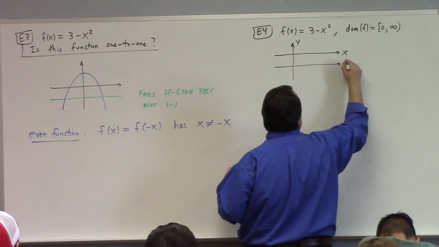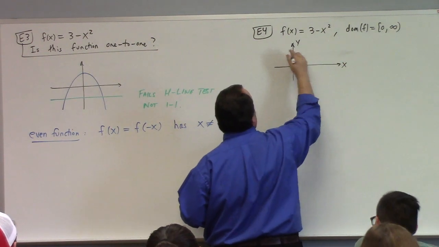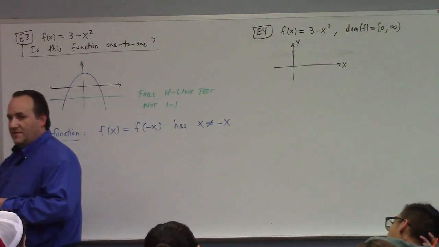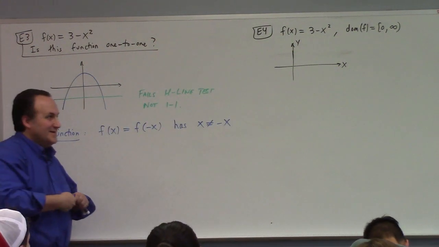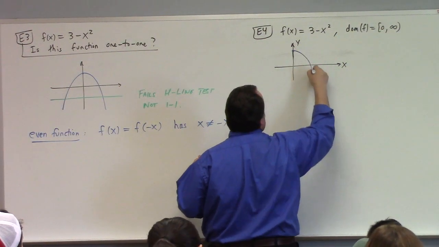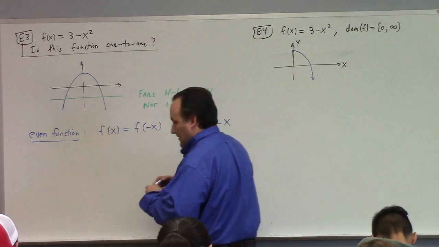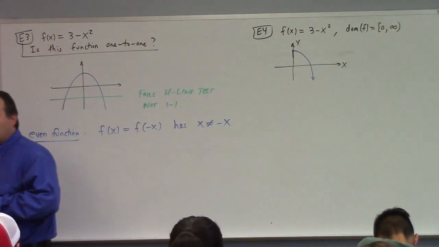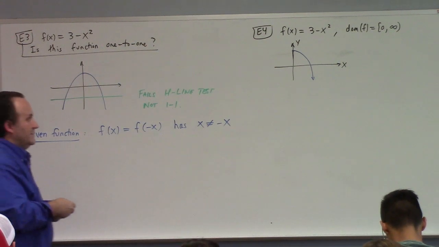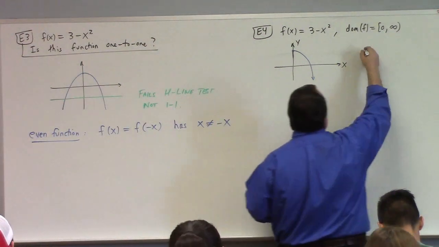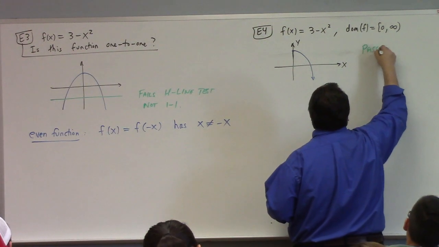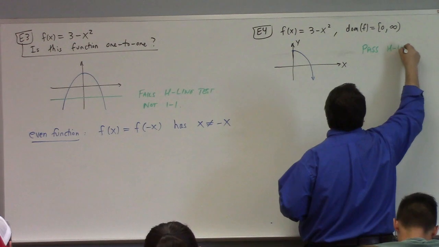You limited the domain so that the negative x's don't apply. Right, I just got rid of all the minus x's, so to speak. So now it's just half of the parabola, right? It's just this. And now, hooray, it passes the horizontal line test. So wait a minute, that's weird, isn't it? So we pass the horizontal line test.